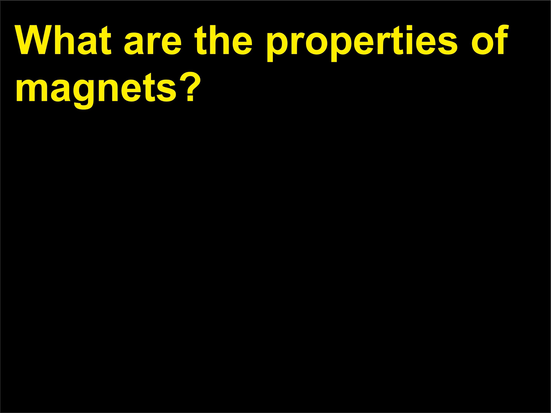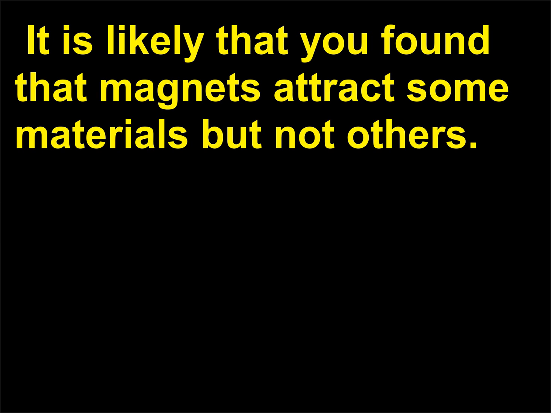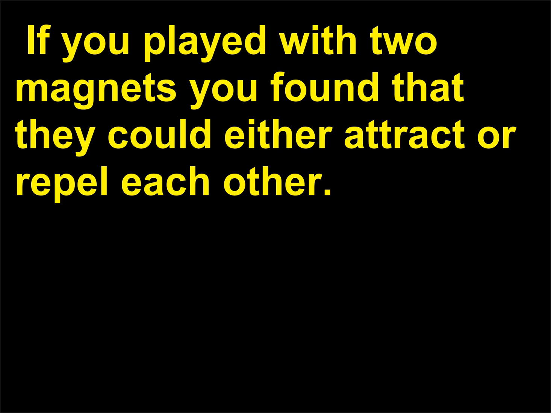What are the properties of magnets? You've probably played with magnets since you were a child. It is likely that you found that magnets attract some materials but not others. You may have found that you can use a magnet to magnetize items like paper clips, nails, and screws. If you played with two magnets, you found that they could either attract or repel each other.